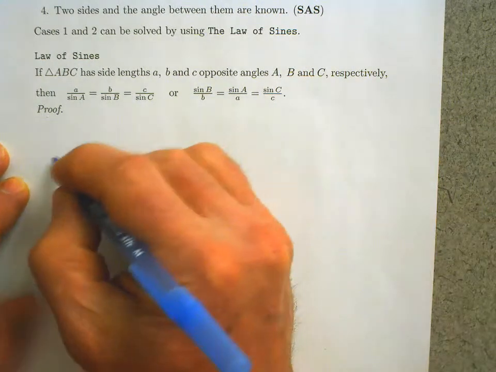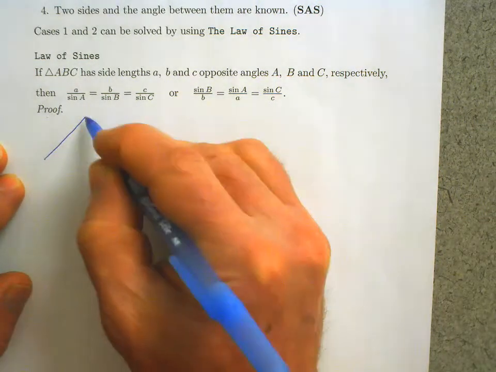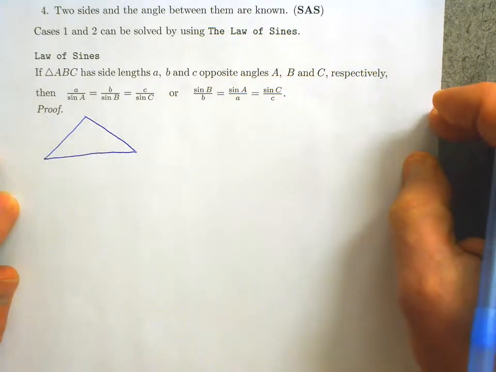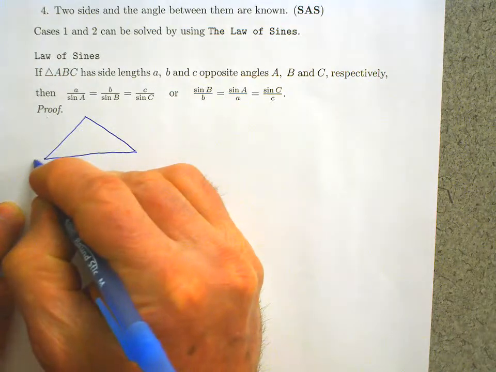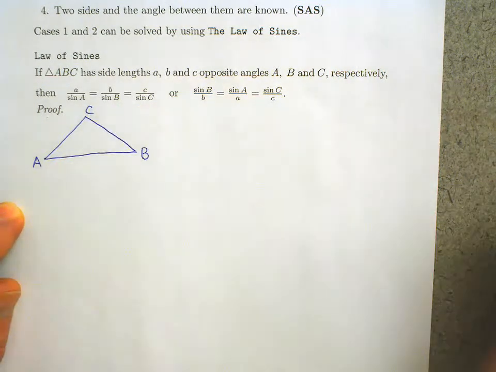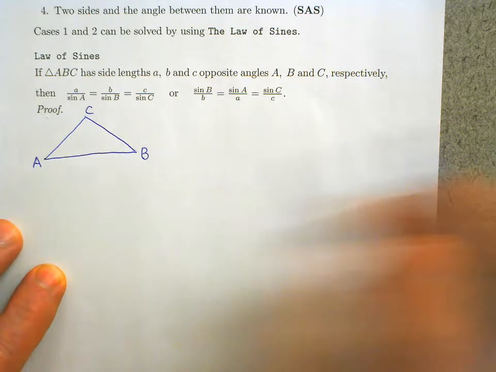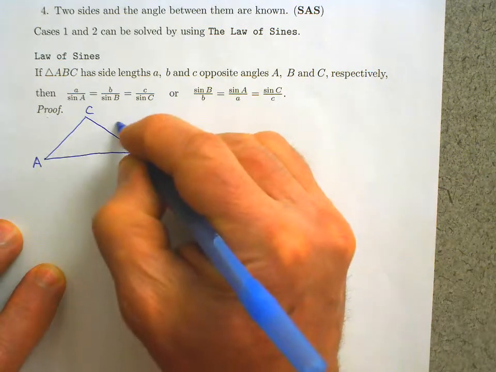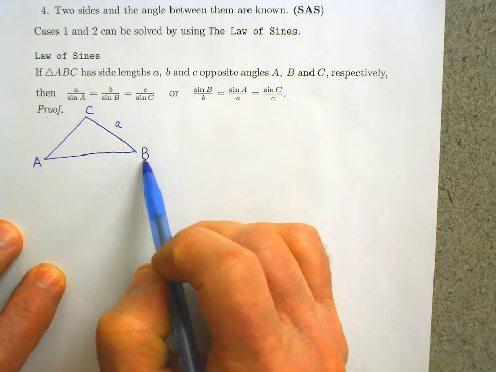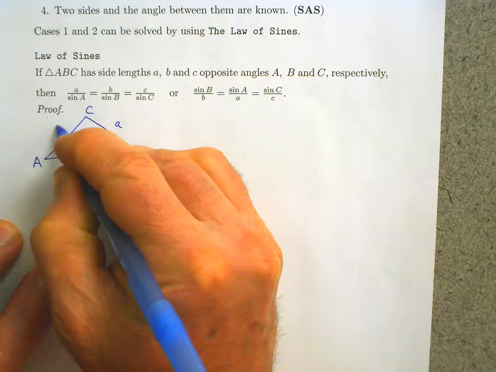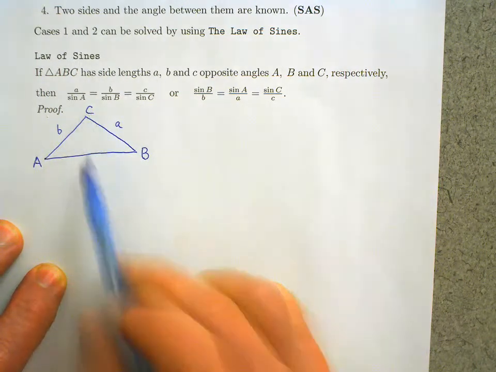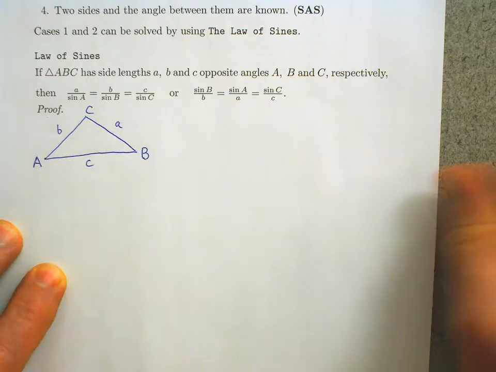The proof is based on elementary geometry and trigonometry. So I'll label the triangle ABC, and the side opposite angle A has length lowercase a. The side opposite angle B has length lowercase b. And the side opposite angle C has length lowercase c.